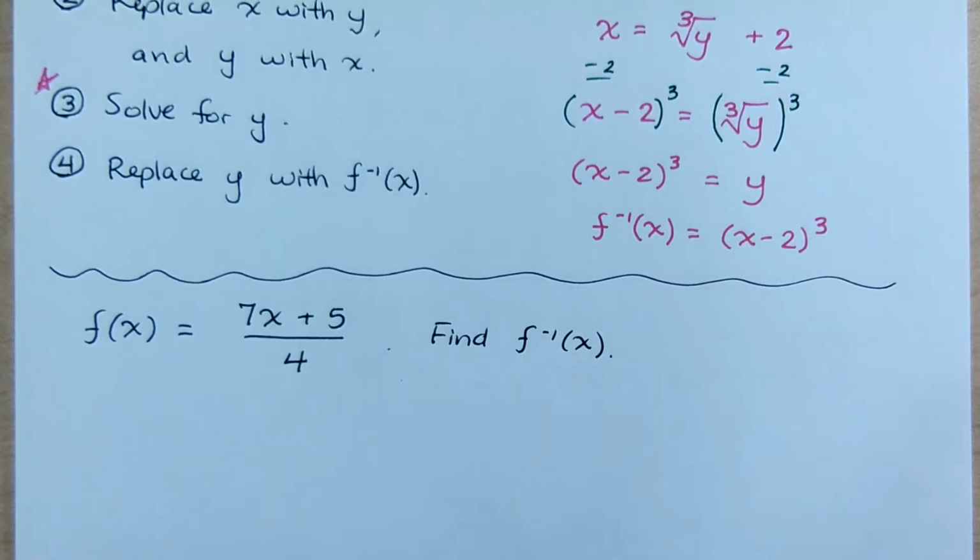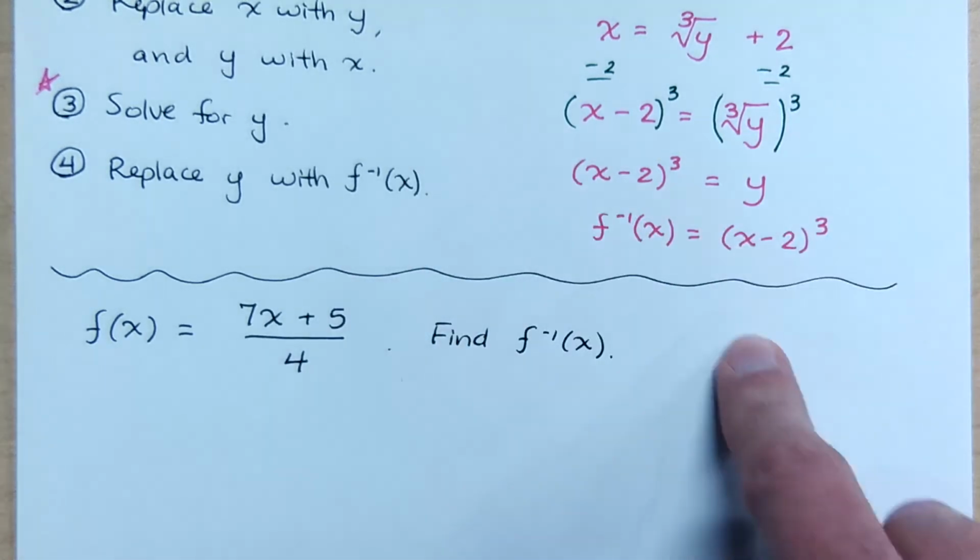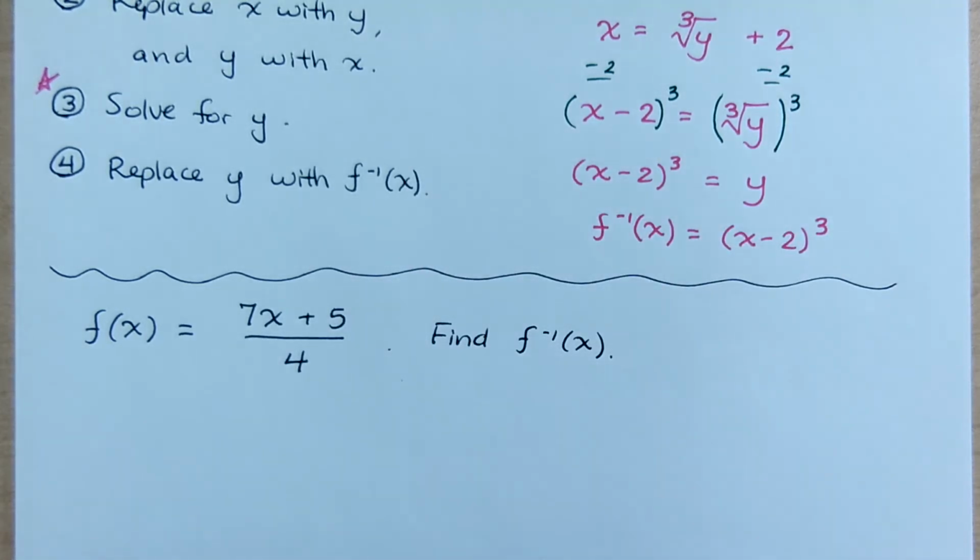I just know that it's going to be going up like that, so it's going to pass the horizontal line test. It's not going up and then going down. So it'll pass the horizontal line test, which means it has an inverse. So that's what we're going to find. We're going to follow the steps from above.